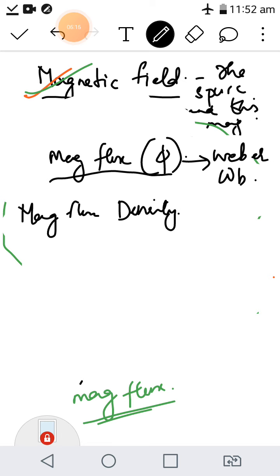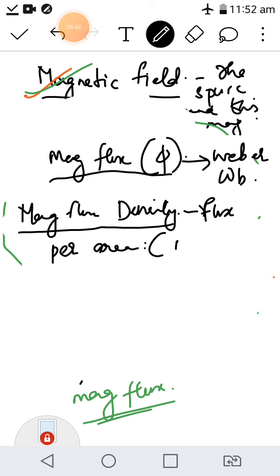Density is always related to area, right? So the number of flux present in an area, normally we can say like this. Magnetic flux density is the flux per area. So if you take one area, how much is the flux in that area? That is magnetic flux density, and is normally represented by the letter B.